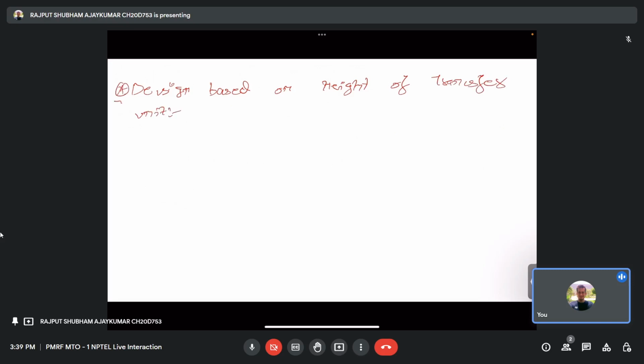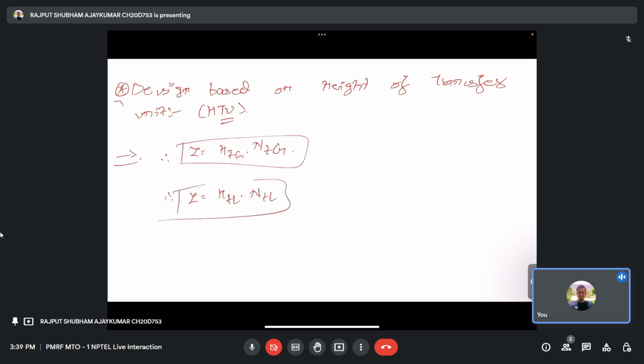This is what is called HTU, and you have seen this formula, Z equal to HTG into NTG. Here Z is the total height of the column, HTG is the height of a gas phase transfer unit, and NTG is the number of transfer units. It can also be written as HTL into NTL, where HTL is the height of an individual liquid phase transfer unit, and NTL is the number of individual liquid phase transfer units.